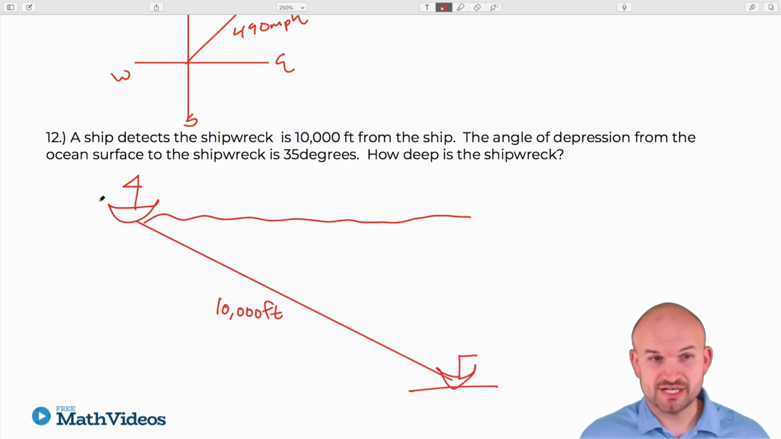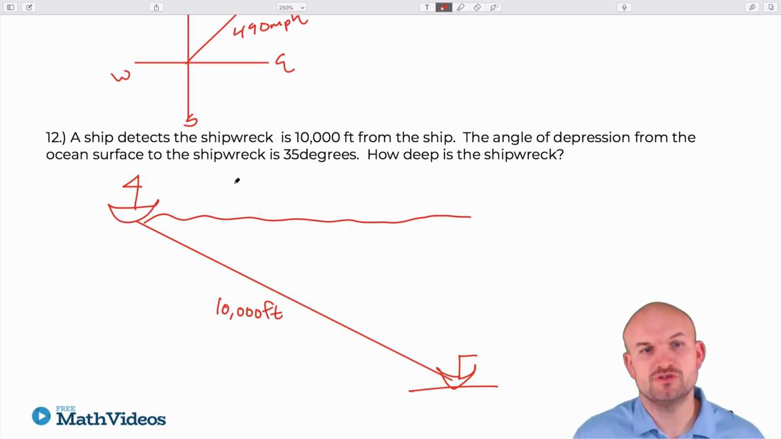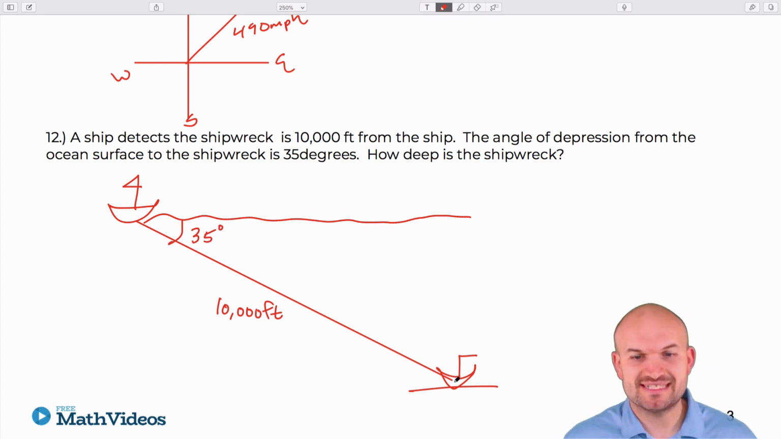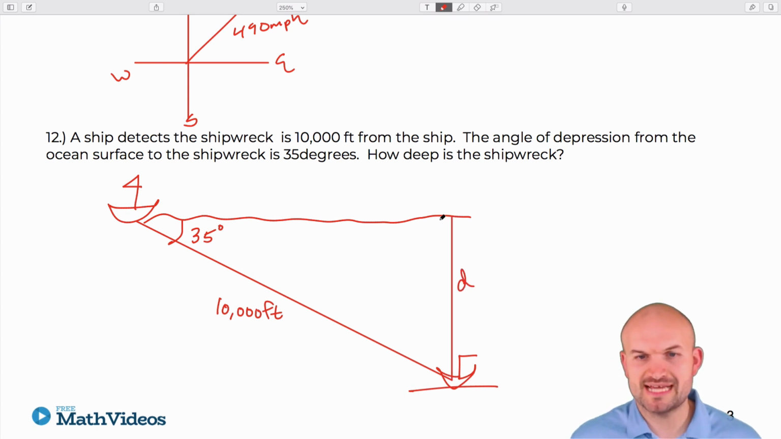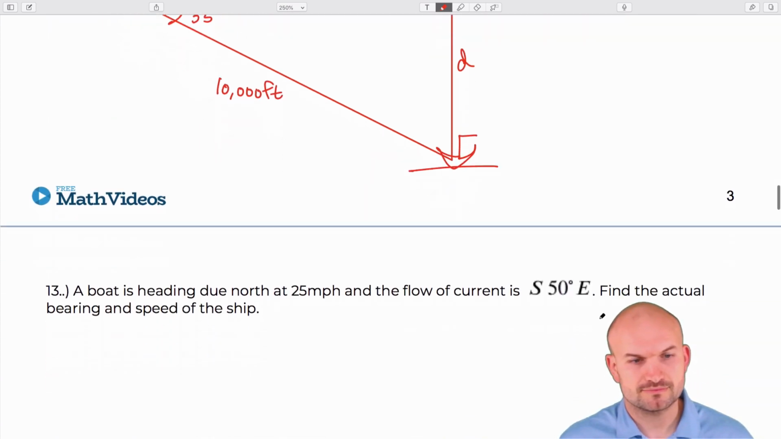The angle of depression from the open surface to the shipwreck is 35 degrees. I forgot to use my math notation there, so that's going to be 35 degrees. How deep is this shipwreck? So we're going to be looking for depth. We can use a right angle here, and therefore now use our trigonometric relationships.